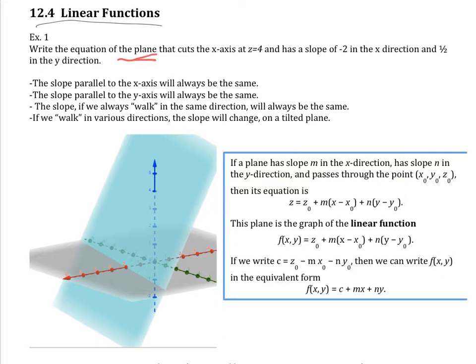So we want to write the equation of the plane that cuts the x-axis at z equal to 4, has a slope of -2 in the x direction and 1/2 in the y direction. Now some things to note. If you do the slope parallel to the x-axis, it will always have the same slope. And then if it's parallel to the y-axis, they will always be the same as well. But they're different from each other. These two are usually different from each other.